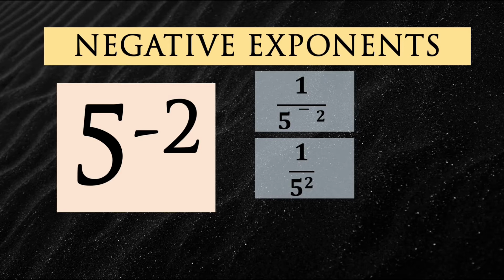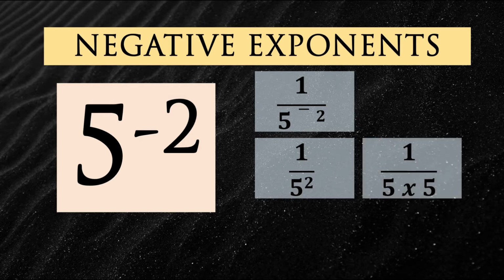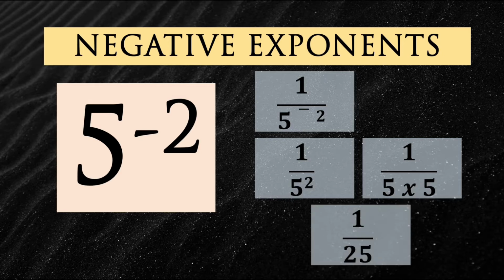And then simplify 5 squared or 5 raised to 2, and that is 1 over 5 times 5, and then you get 5 times 5 is 25. So we have 1 over 25. So that's the fraction form. Alright, let's have another example.